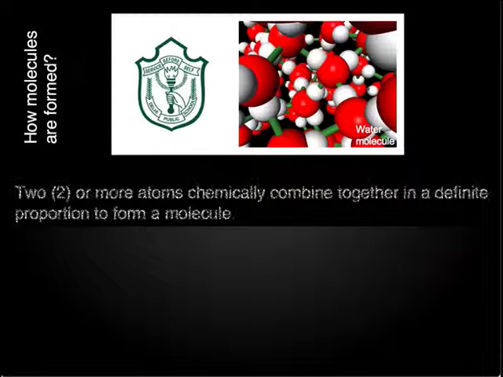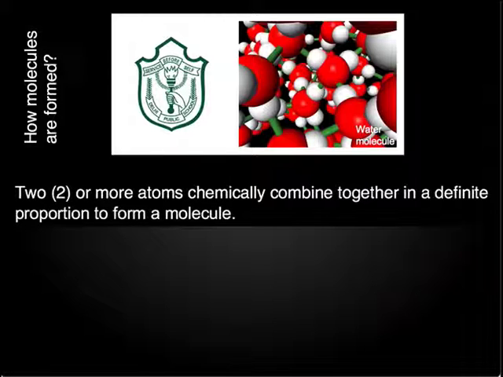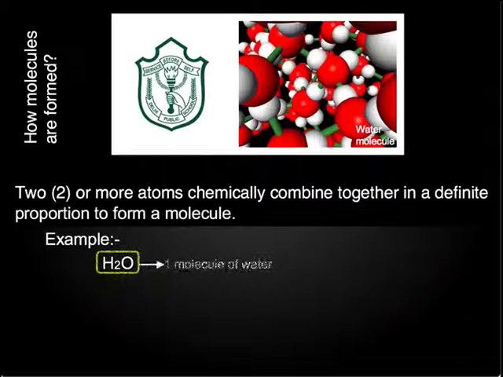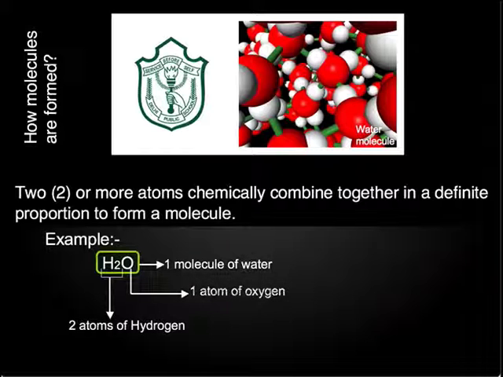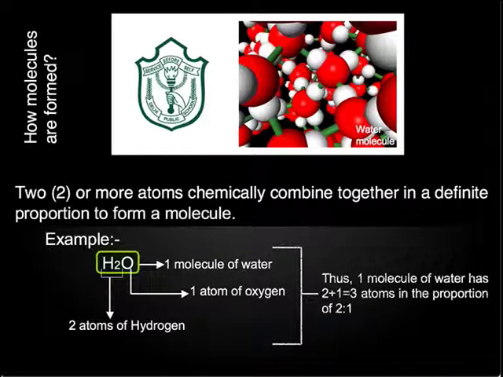But how are molecules formed? Two or more atoms chemically combine together in a definite proportion to form a molecule. For example, the chemical formula H2O stands for one molecule of water. In this, H2 stands for two atoms of hydrogen and O stands for one atom of oxygen. Thus, to form one molecule of water, three atoms chemically combine in the proportion of 2:1.